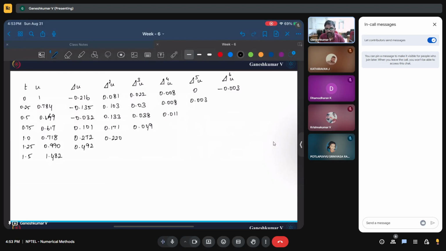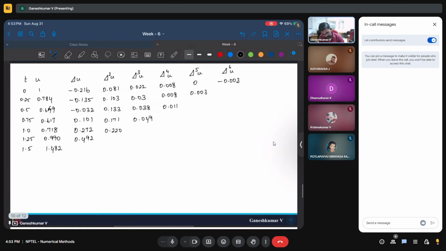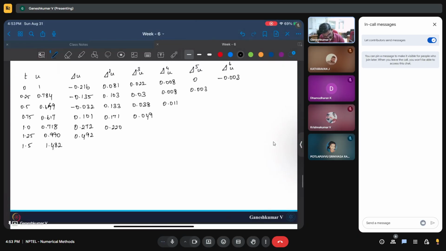I understand that this is not in a straight line, but I hope you guys can understand. It is supposed to be in a straight line, but all right.